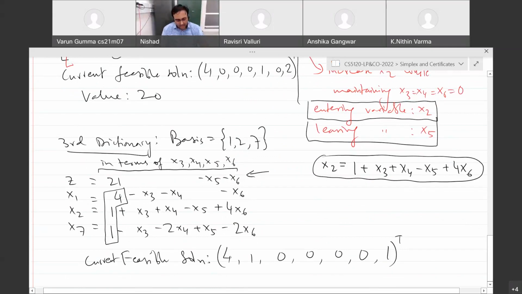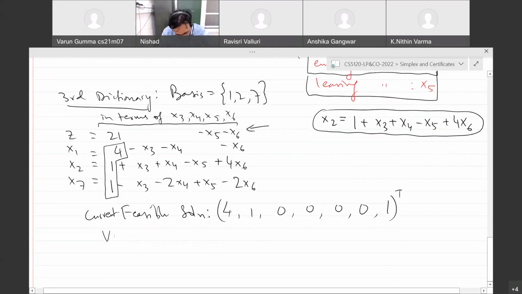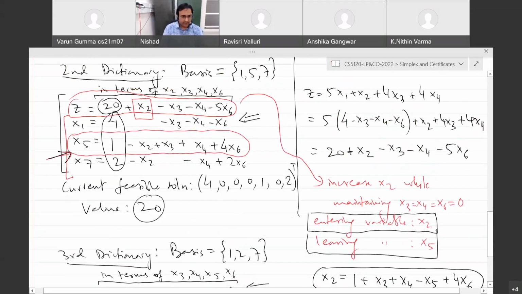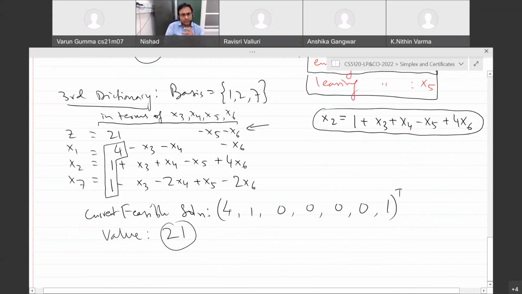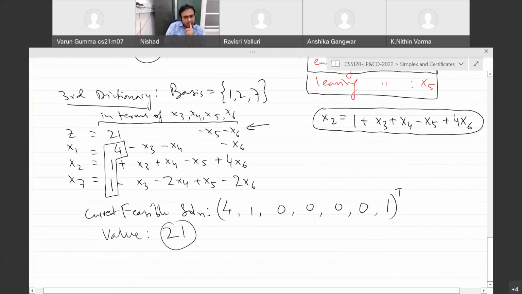Okay, and the current value is exactly what you calculate in the first row, which is 21 minus x5 minus x6, which is equal to 21. Observe that 21 is greater than the previous value, which was 20. So clearly this is a better feasible solution, right?